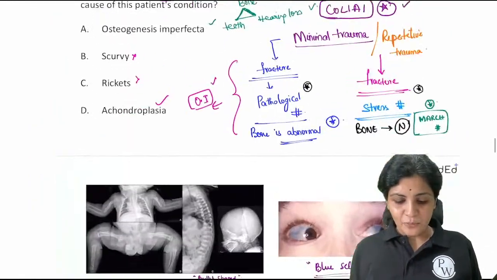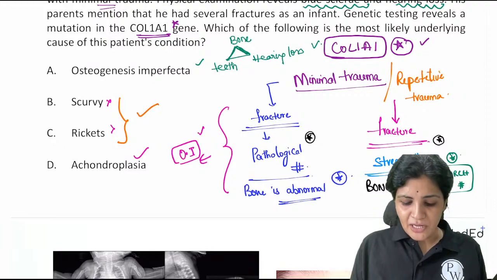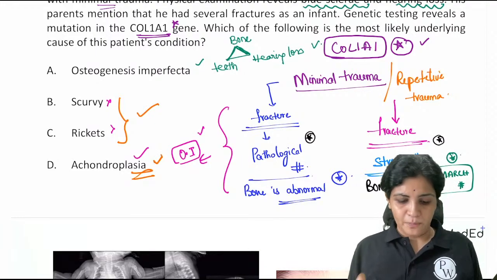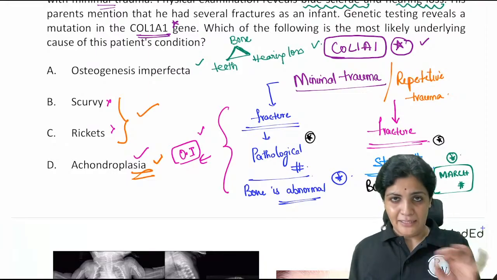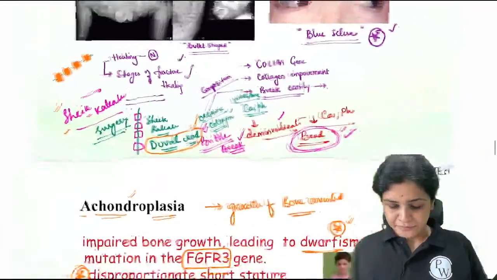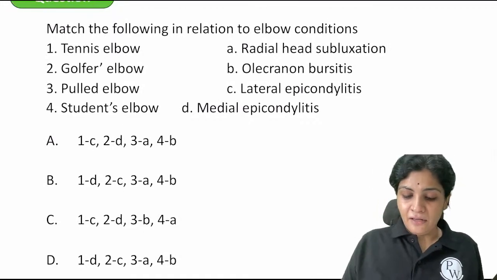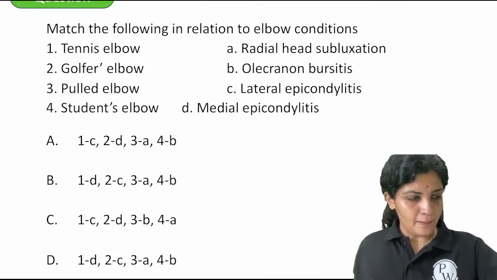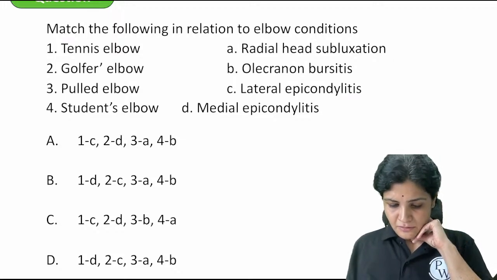Now we have dealt with osteogenesis imperfecta, scurvy and rickets. We already dealt with them in the first question, and now we have completed achondroplasia. So no confusion, any question from this chapter you have to answer. Fine. Now let's move on to this interesting topic again. Now match it as fast as you can.